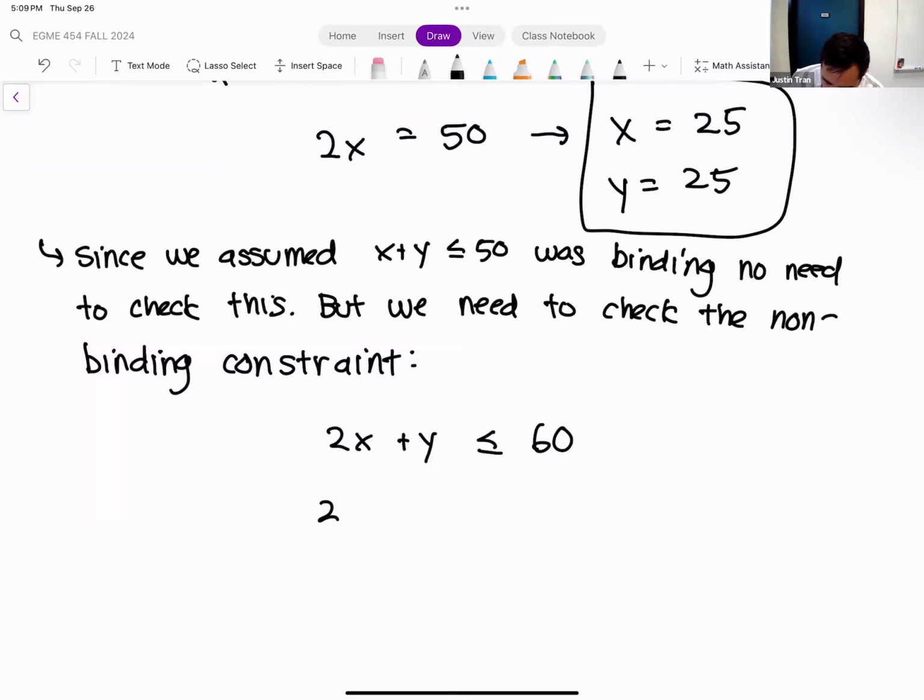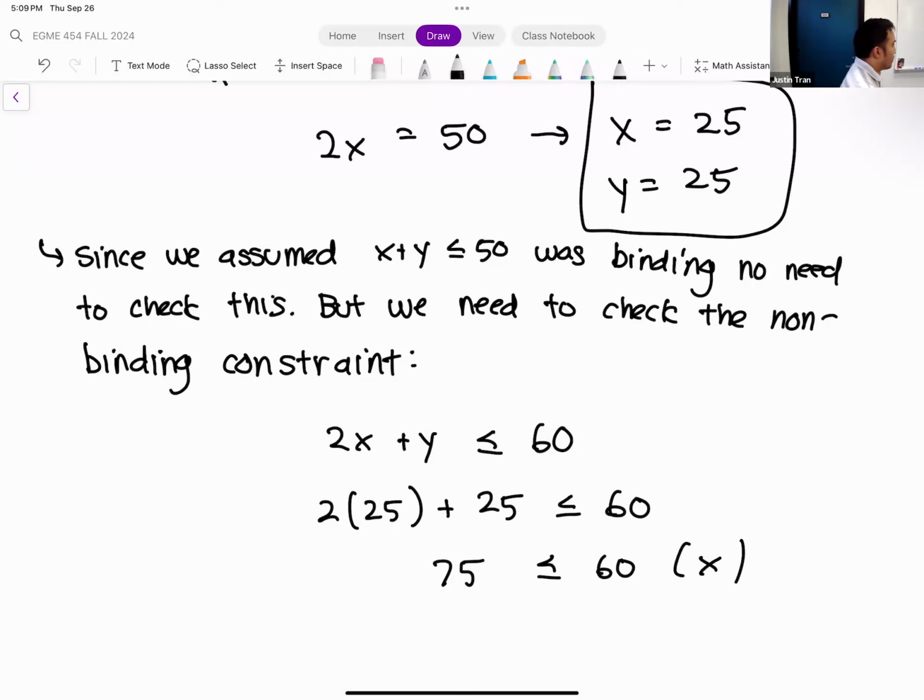All right, so let's plug in our values here. So we have 2 times x, so 2 times 25, and then y here is also 25. We perform the arithmetic. We have 2 times 25 is 50, plus 25 is 75. So obviously that is not true, because 75 is not less than or equal to 60. And so unfortunately, this was not the right combination.